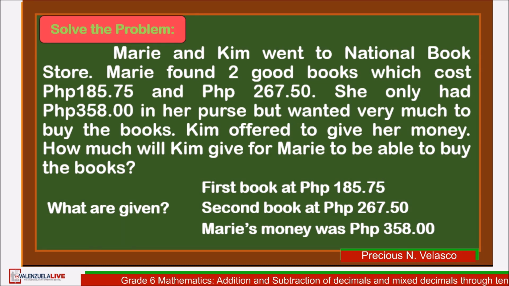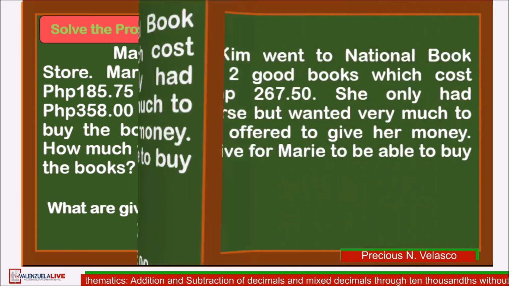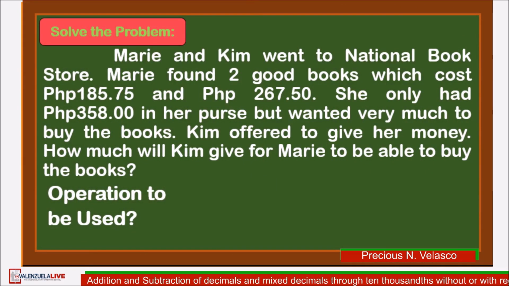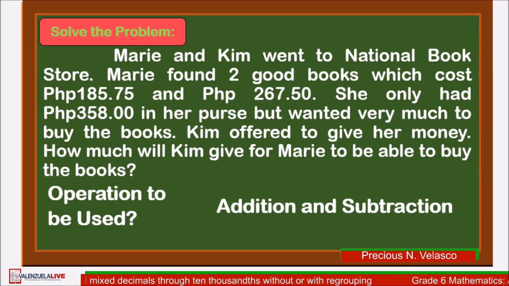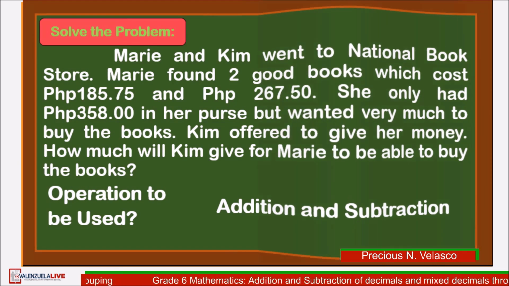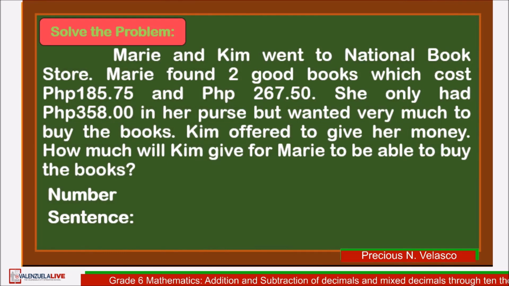So after we get the given facts in our problem, we are going to find out what operation we are going to use. So in this problem, we are going to use two operations, and those operations are addition and subtraction. Now, we know the operations.